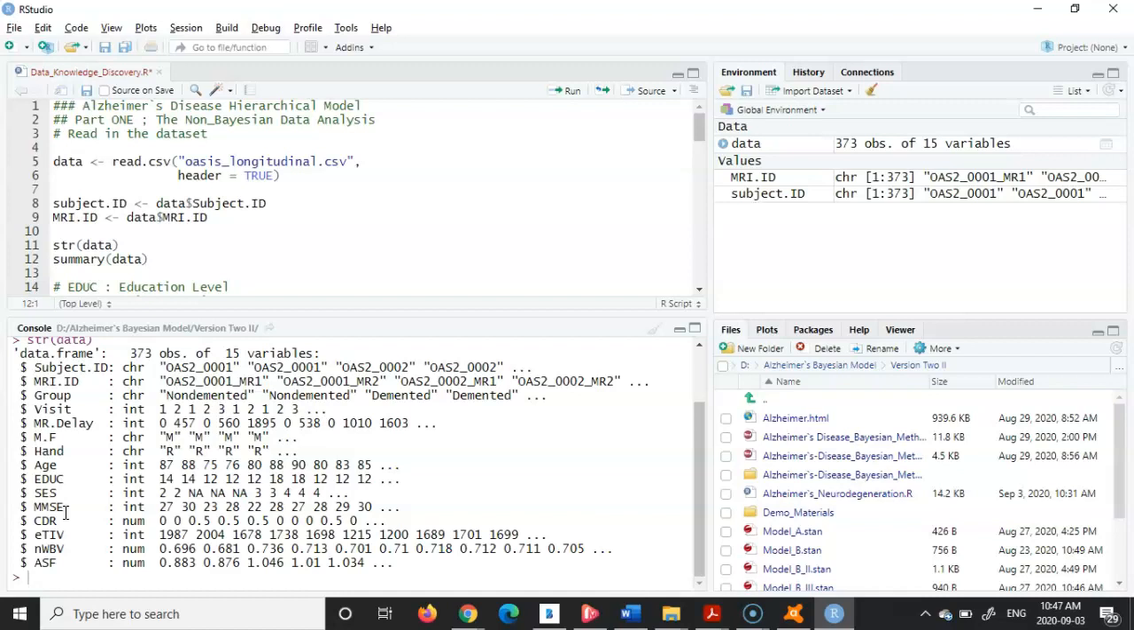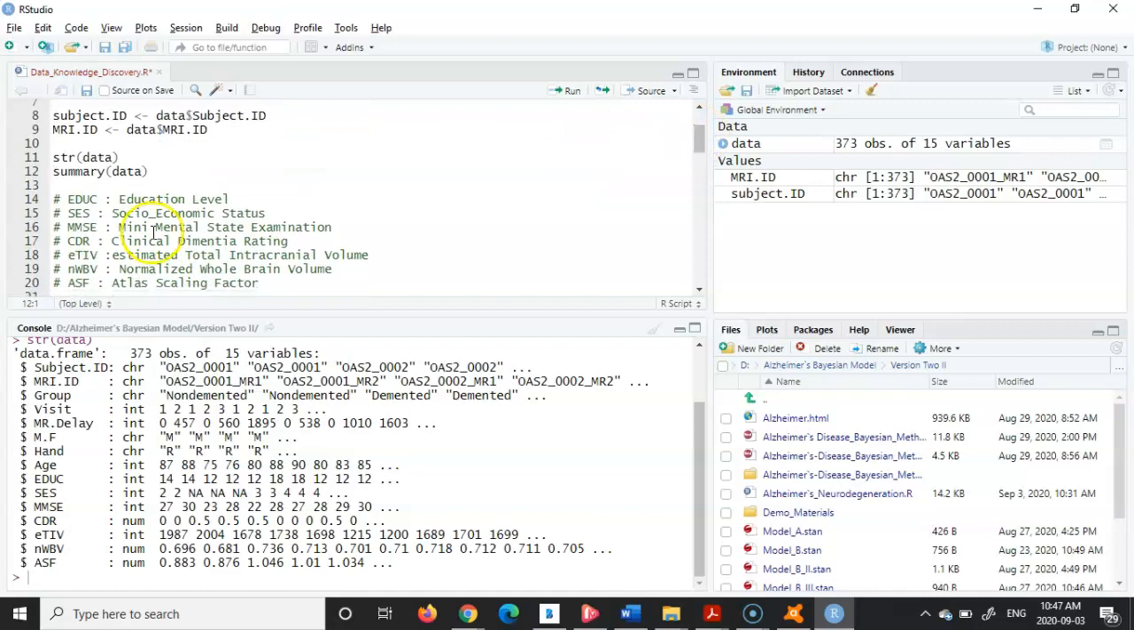We're going to talk about that more. Also, in the code which you see, I have denoted what these things stand for. MMSE is the Mini-Mental State Examination, which is a cognitive test in order to give a score to see if that person is suffering from some kind of dementia.